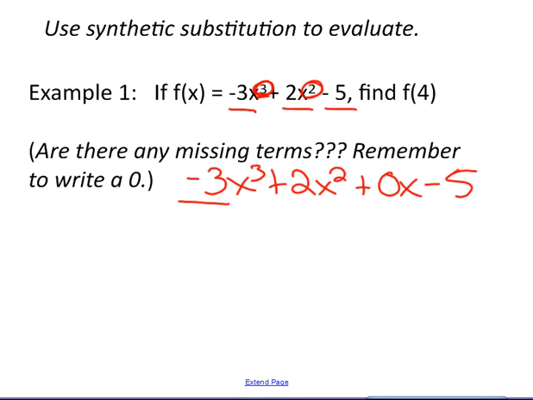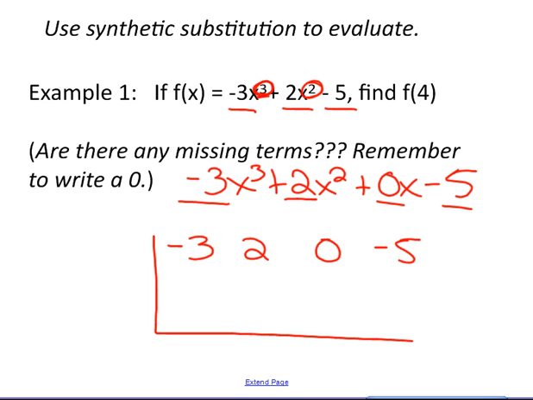So remember, we take our coefficients and write them in a row. Negative 3, 2, 0, negative 5. Draw a giant L. The number that goes on the outside is what we're evaluating. So we have x equals 4, so I put a 4 on the outside.